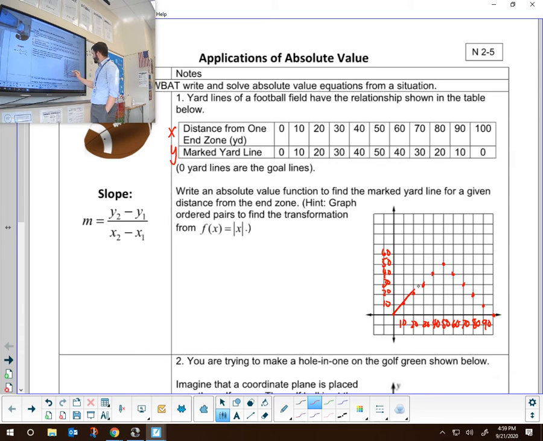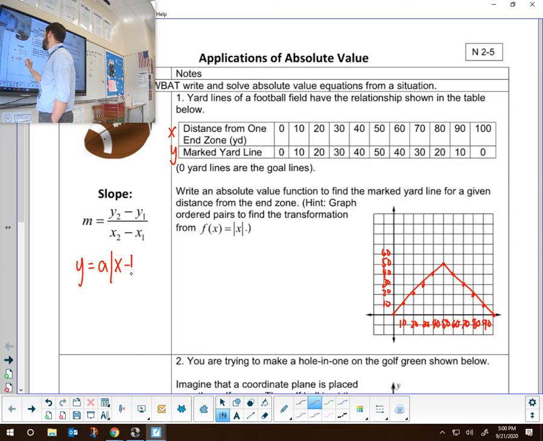So you can see how I have created this absolute value function. Now let's write an equation for it. The first thing that I need to do is find my h and my k. Remember what my absolute value function is. It is y equals a times the absolute value of x minus h plus k. For this particular problem, we don't really need to worry about b at all.